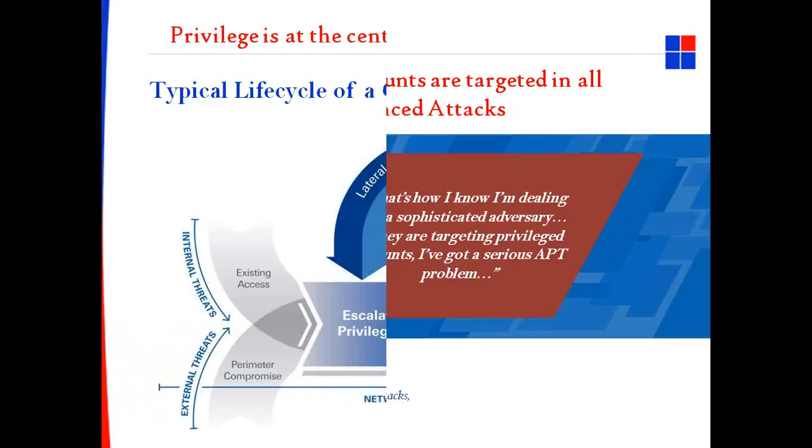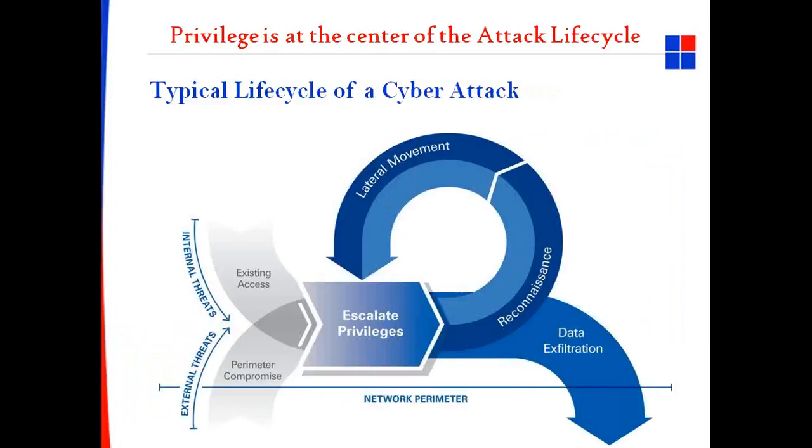Going to the next slide. This shows a typical life cycle of a cyber attack. There are external threats and internal threats. Since we are talking of privileged accounts, we will talk only about internal threats. So internal threats already have access. They need to escalate their privileges, do reconnaissance, lateral movement, and exfiltrate data to competitors.